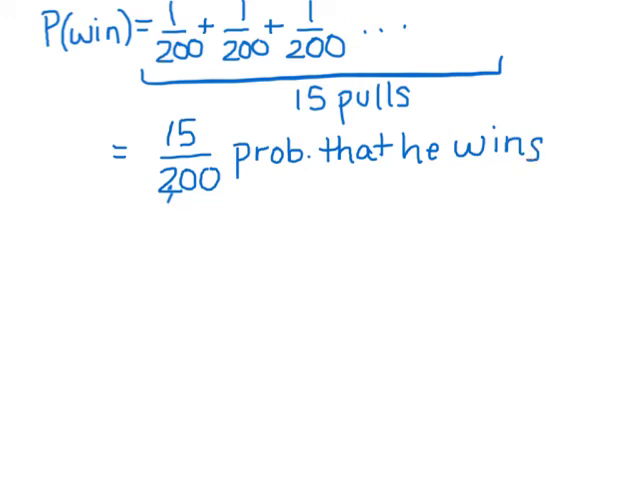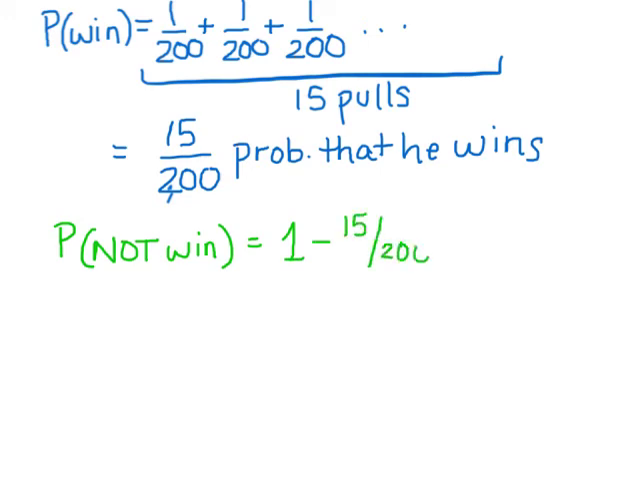Okay, but I want the probability that he does not win. And that's a complements problem, because not winning is the complement to winning. It's the probability that this does not happen. And remember, to do those, you would take 1 minus the probability of him winning. So 1 minus 15 over 200 is really 185 out of 200.